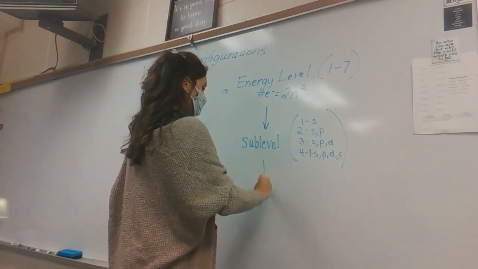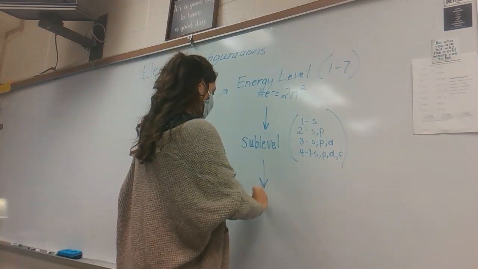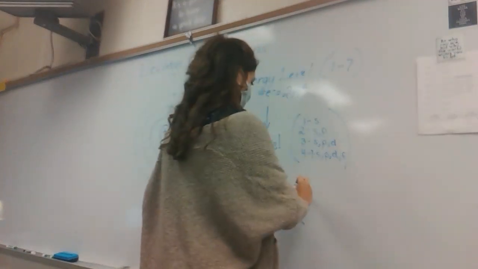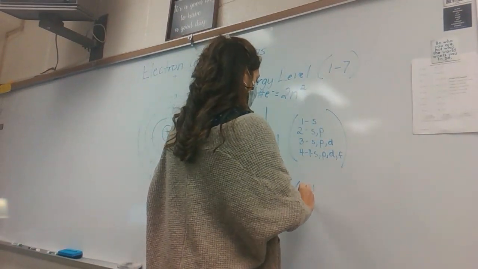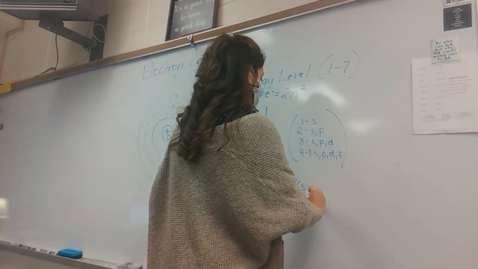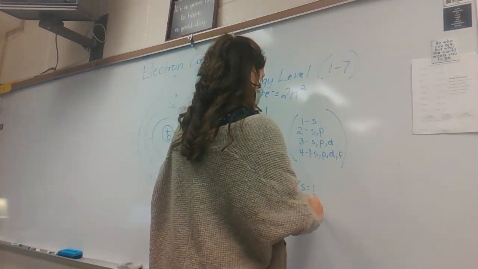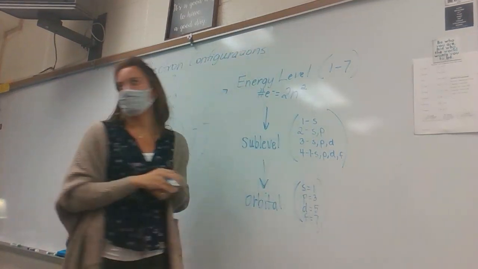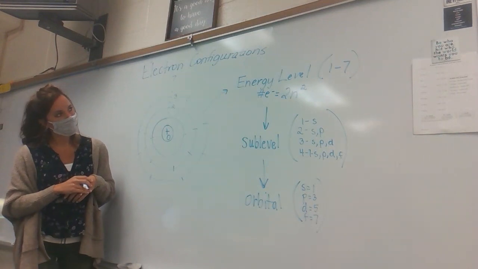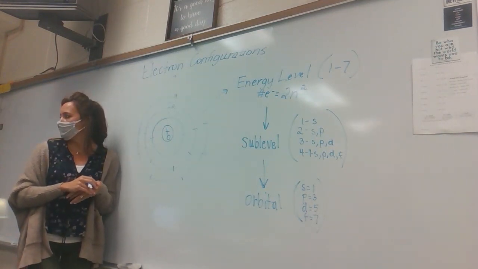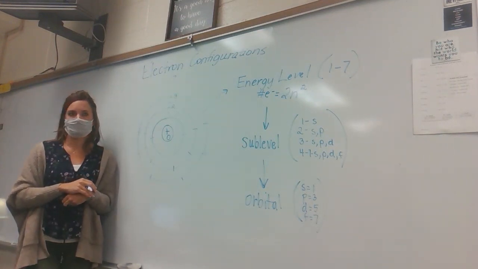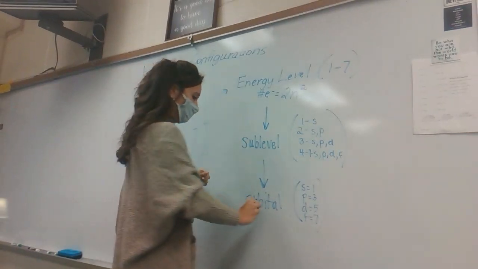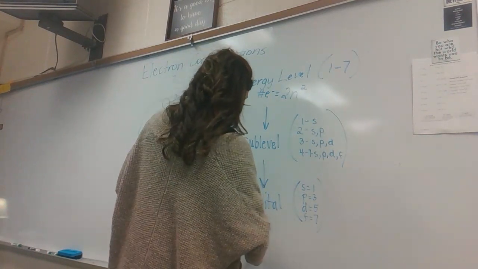Then sublevels contain orbitals. The S is 1 orbital. The P is 3 orbitals. The D is 5 orbitals. And the F is 7 orbitals. And then that's where you'll find the electrons, inside the orbital.